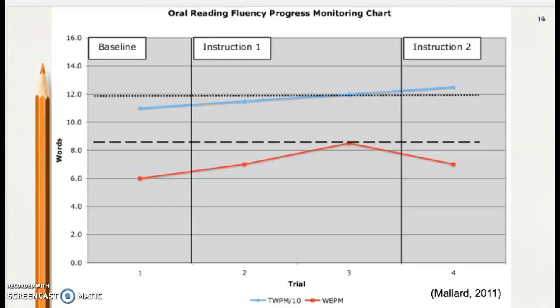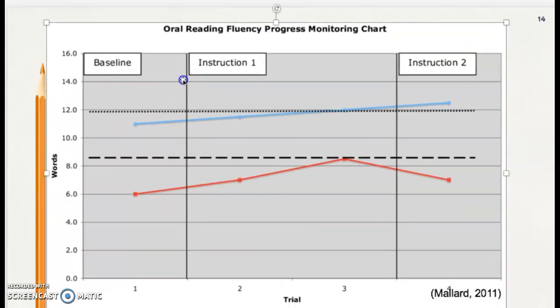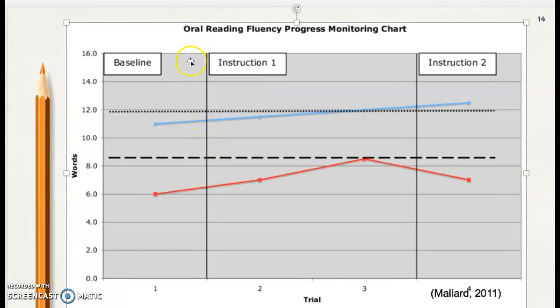Here's an example of a chart a teacher made. They gave a fluency assessment. They kept track of how many words they got incorrectly, error words, and then how many words they were able to read. And this is the baseline. She decided to make a vertical line to show where the student starts instruction, where the first intervention started, and they notice, oh, he's progressing.